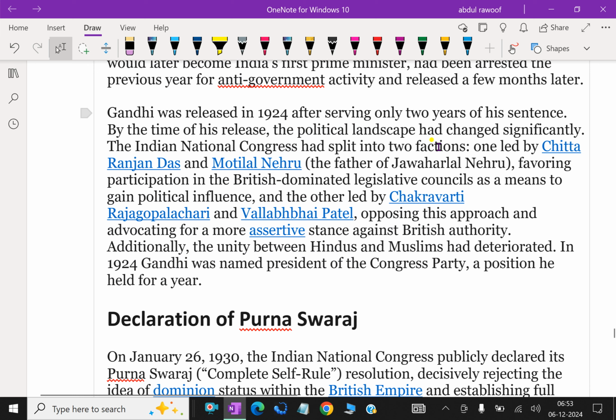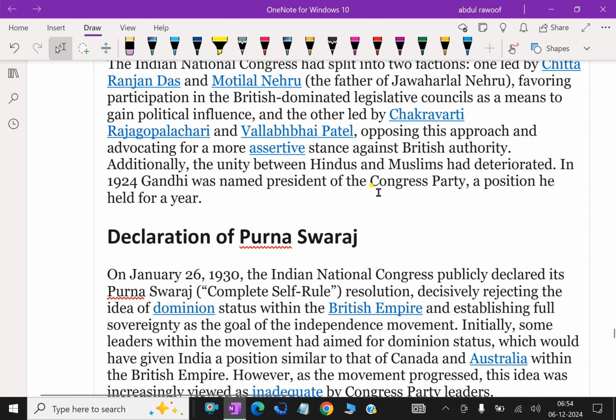The Indian National Congress had split into two factions, one led by Chittaranjan Das and Motilal Nehru, the father of Jawaharlal Nehru, favoring participation in the British-dominated Legislative Council as a means to gain political influence, and the other led by Chakravarti Rajagopalachari and Vallabhbhai Patel, opposing this approach and advocating a more assertive stance against British authority.